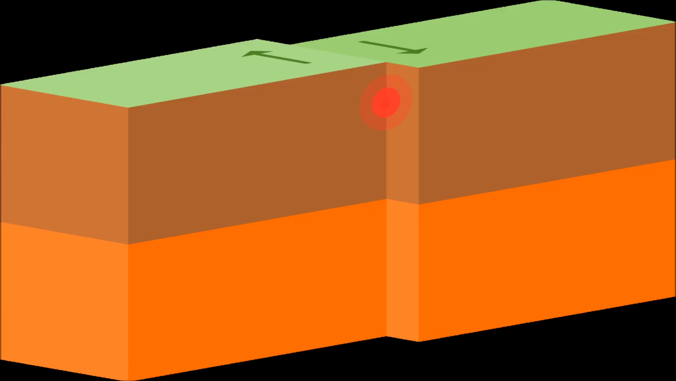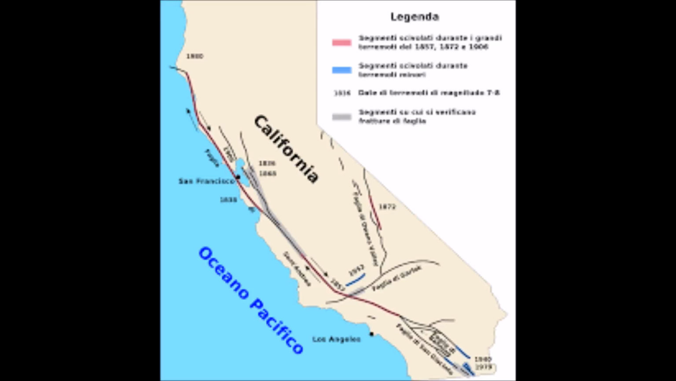Finally, conservative margins. At conservative margins, two plates are moving past each other. This could be either in the same direction at different speeds, such as the San Andreas Fault, or in opposite directions.